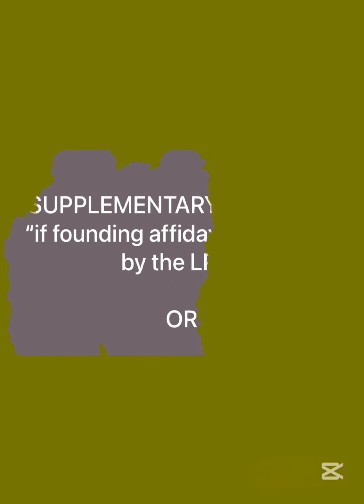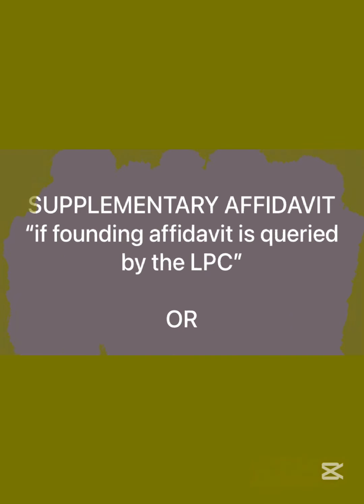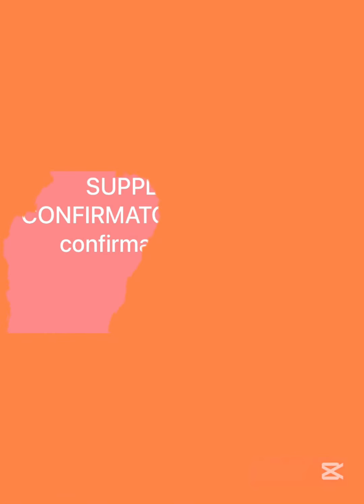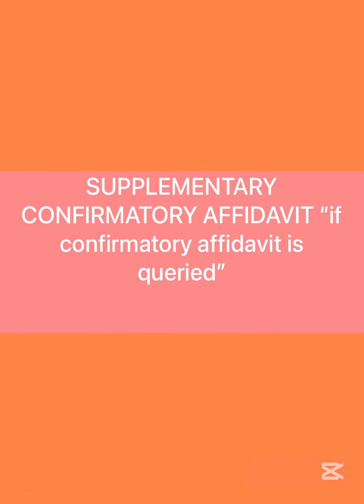Should you receive a query on your founding affidavit, you will do a supplementary founding affidavit. Should you receive a query on your confirmatory affidavit, then you will do a supplementary confirmatory affidavit that is going to be signed by your principal. If there is a query on your notice of motion, then you do an amended notice of motion.